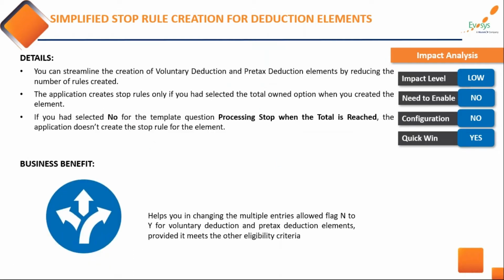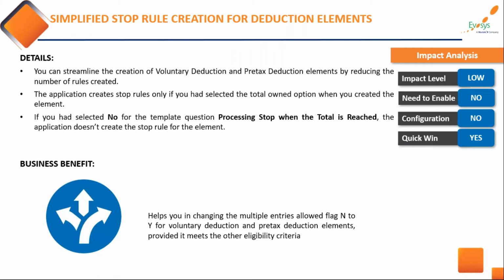The next one is again a process streamline that has happened. As we just spoke, whenever we create elements, there are a lot of formulas, balances, and rules that are automatically created by the Fusion system. Now, as part of this enhancement, whenever we create a voluntary deduction or a pre-tax deduction element, there are many rules that are usually created, but now those rules are restricted based on the choices that we make on the element template.